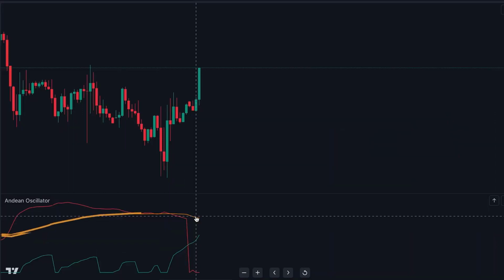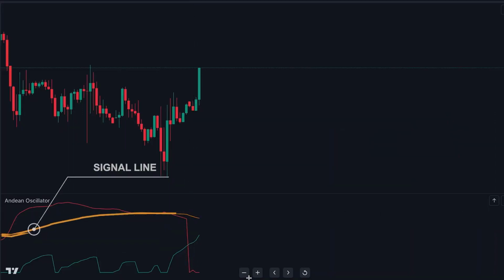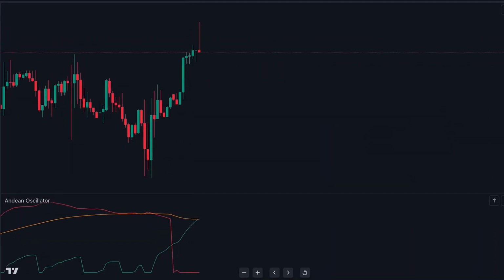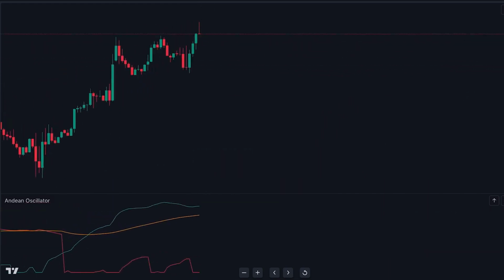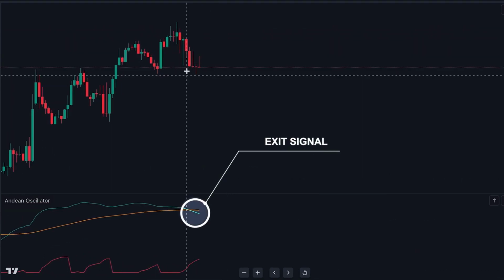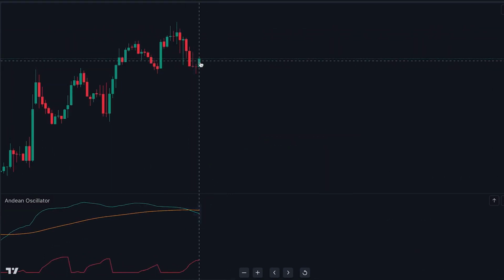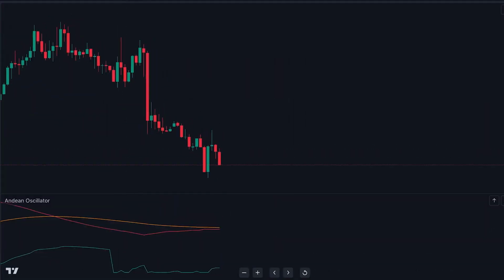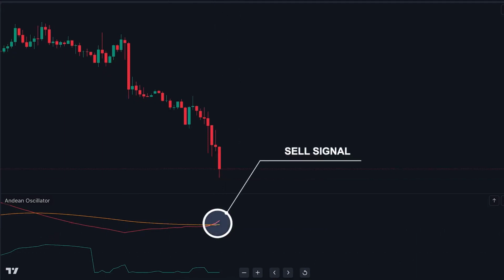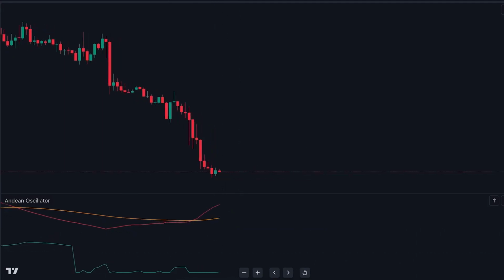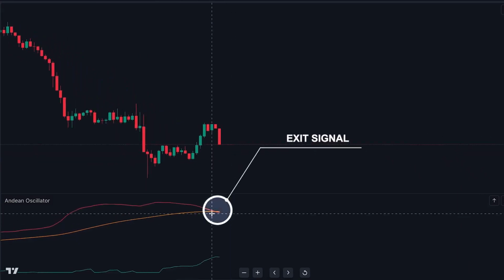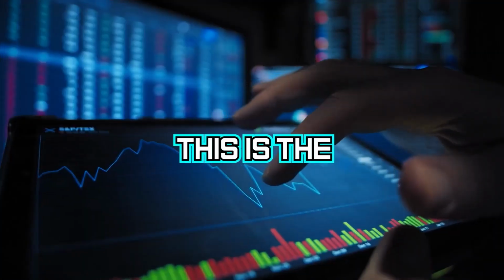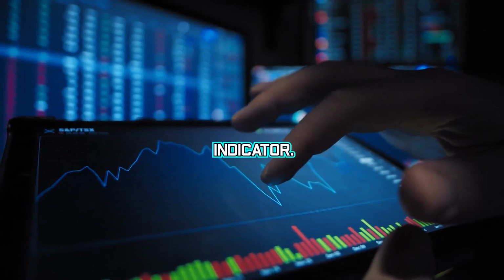For this, we will use the signal line. If in bullish momentum and the signal line crosses under the bullish component, this is a signal to buy. Then when it crosses back above, this is a signal to exit your buys. If in bearish momentum and the signal line crosses below the bearish component, this is a signal to sell, and when the signal line crosses back above, this is a signal to exit your sells. This is the most straightforward way of reading this indicator.